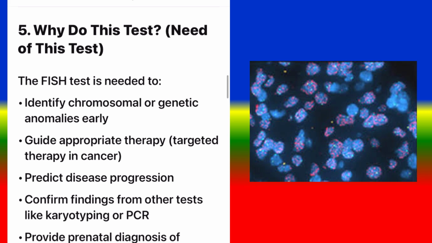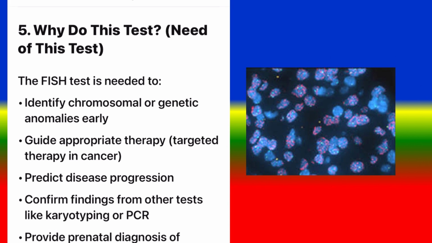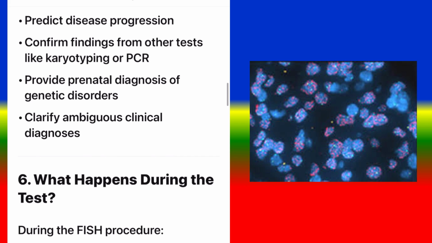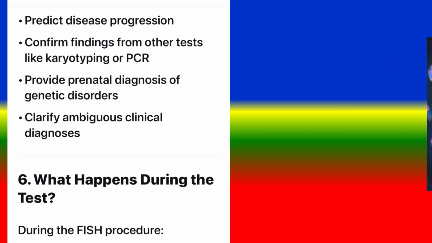5. Why do this test? Need of this test. The FISH test is needed to identify chromosomal or genetic anomalies early, guide appropriate therapy, targeted therapy in cancer, predict disease progression, confirm findings from other tests like karyotyping or PCR, provide prenatal diagnosis of genetic disorders, clarify ambiguous clinical diagnoses.